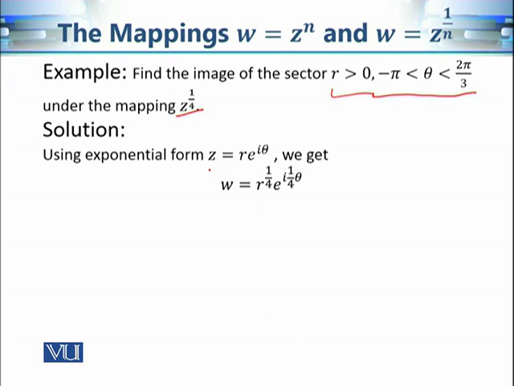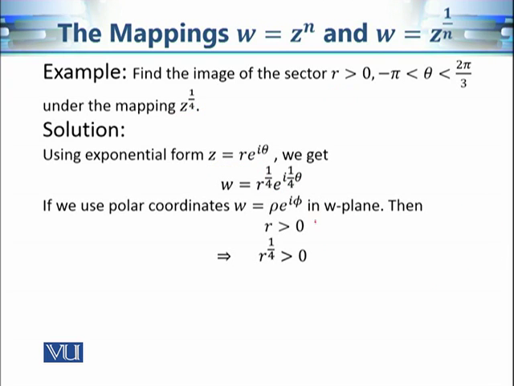Okay, so the map is z raised to power 1 by 4. So that's why when we apply this map on this exponential form of a complex number, then we get r raised to power 1 by 4 and e raised to power iota theta by 4. Okay, and if we use polar coordinates, w is equal to rho e raised to power iota phi in the w plane, then we get the following condition. Since r is greater than 0, r raised to power 1 by 4 will also be greater than 0. And since rho is equal to r raised to power 1 by 4, we can say that the image in the w plane of this region has rho greater than 0.